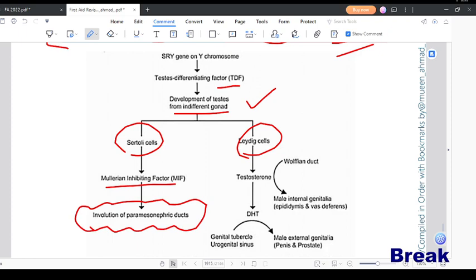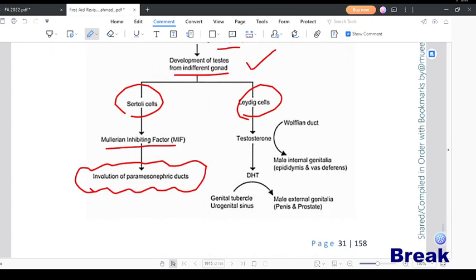So in the case of Leydig cells, we have testosterone production, and testosterone production will cause the Wolffian duct or the mesonephric duct to form male internal genitalia, epididymis, and vas deferens, and it directly causes the formation of male external genitalia, which is penis and prostate, genital tubercle and urogenital sinus through the DHT.